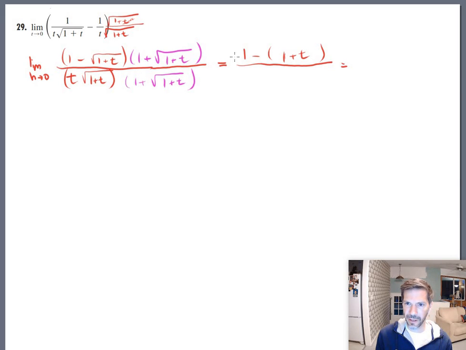I'm not even going to write the bottom out yet because I want to simplify. So make sure you distribute this minus sign. So you get 1 minus 1. Those cancel. And the top just becomes minus t.